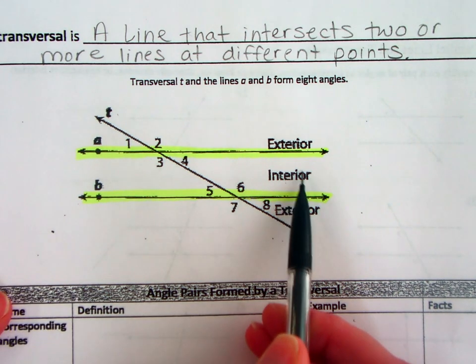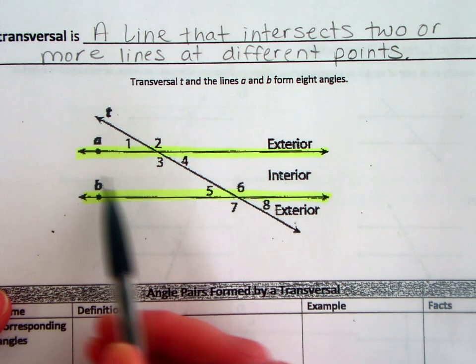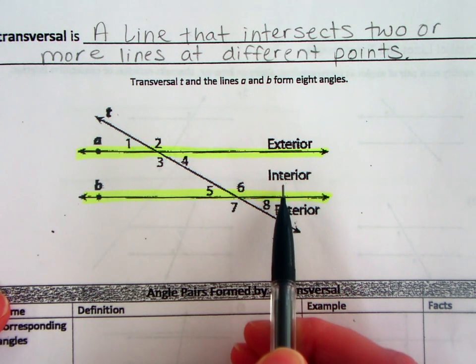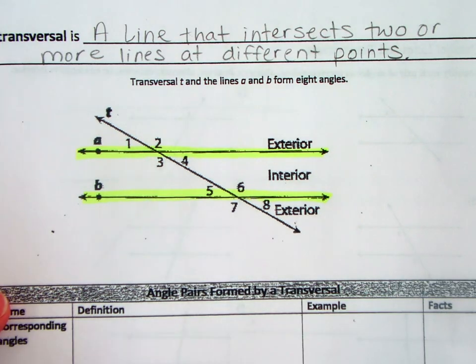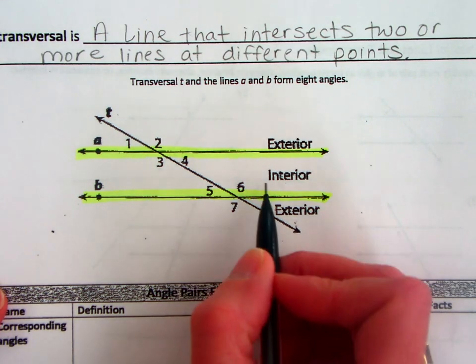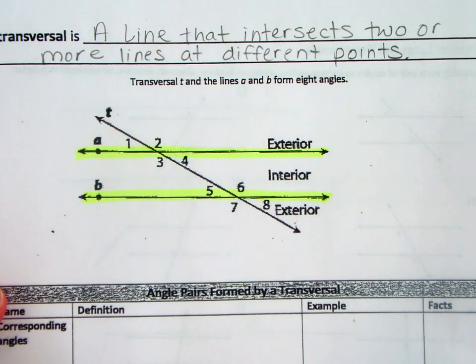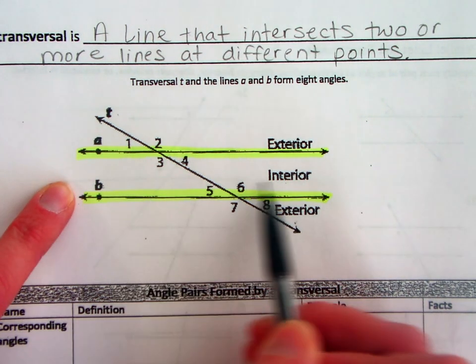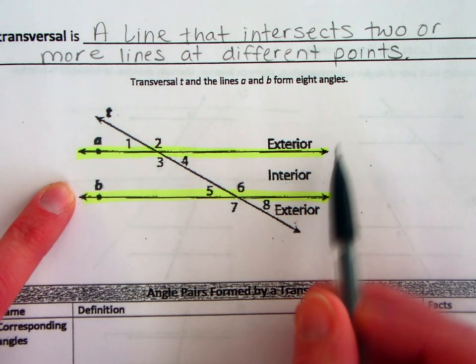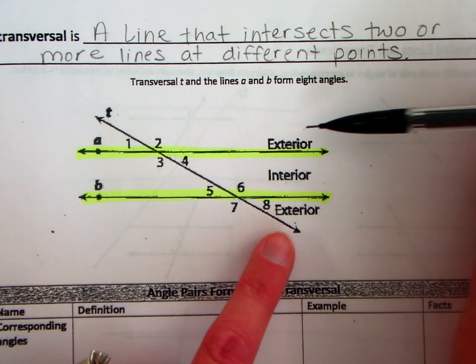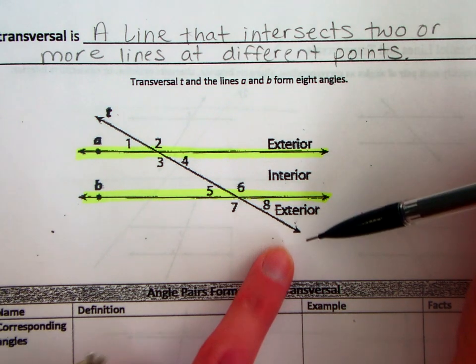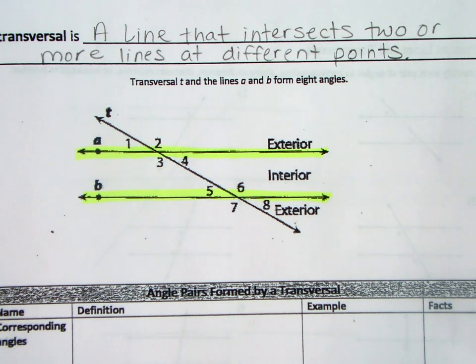Interior, that tells us that it would be anything inside the parallel lines. That's going to be useful down here at the bottom when we're talking about the different relationship, the types of angles that are formed. So interior means anything inside the parallel lines, and then exterior are outside the parallel lines, up above or below. What angles fall in the interior then?